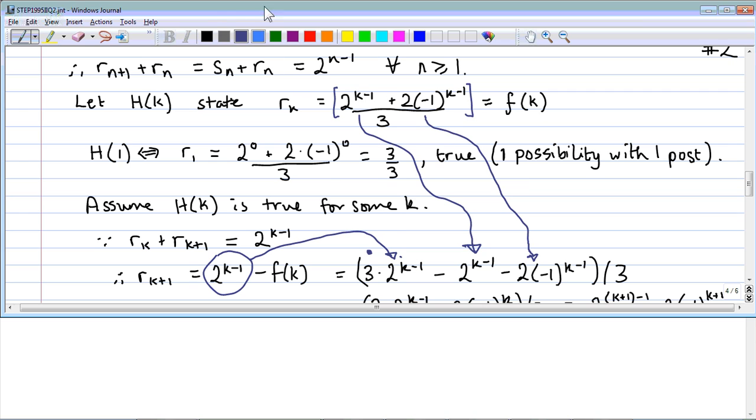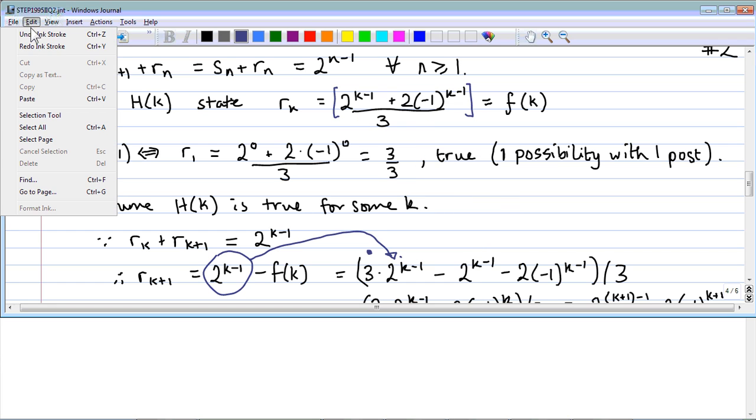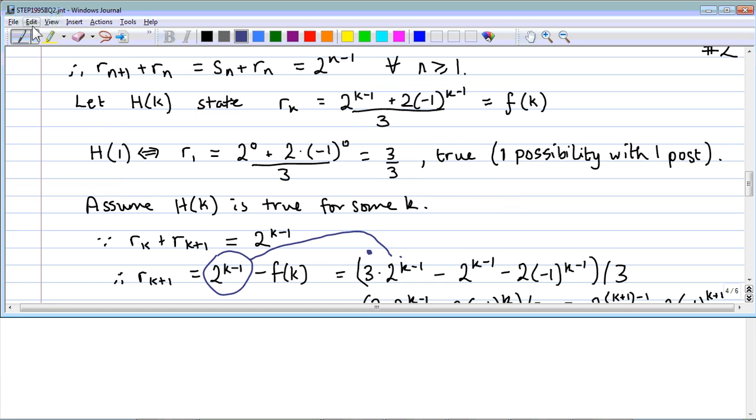Okay, let me just remove those scribbles. Hopefully it works pretty easily. I could use Control Z actually, it's quicker, isn't it?